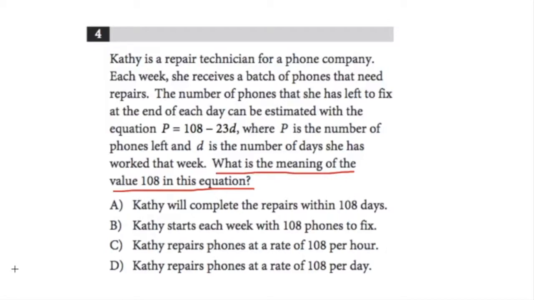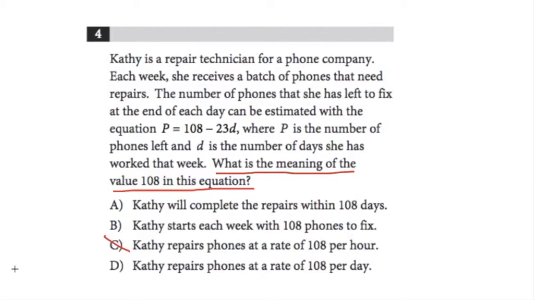If you're fixing 108 phones per hour, it's more than a phone per minute. It's almost 2 phones per minute. That's crazy. That would never work. I can't even imagine a situation where that would, unless fixing just means pressing a button and she's flying through them. But that wouldn't work. Kids are gonna pick answer choice C because they're like, when you don't know, pick C. But it doesn't make any sense. These are real world questions that have real world solutions, so it has to make sense in the real world. It's got to be common sense.